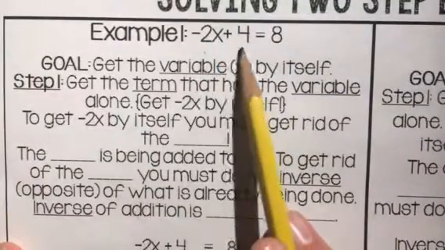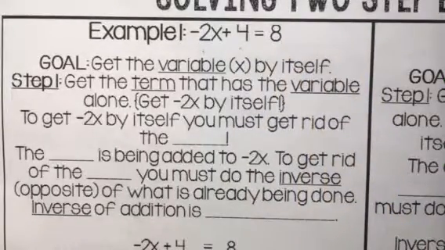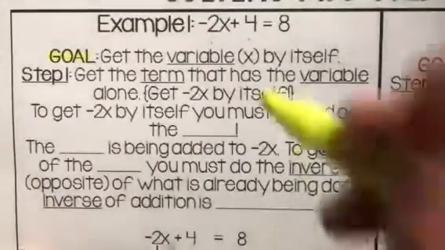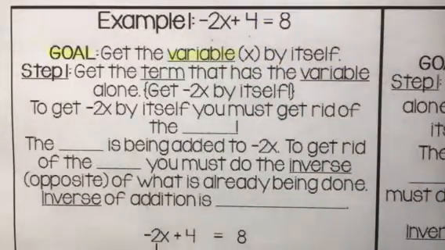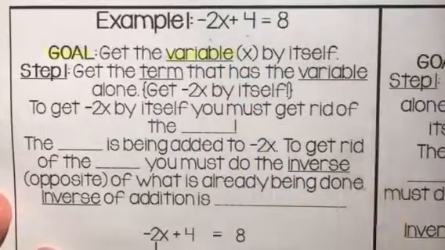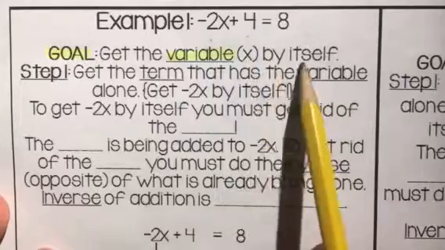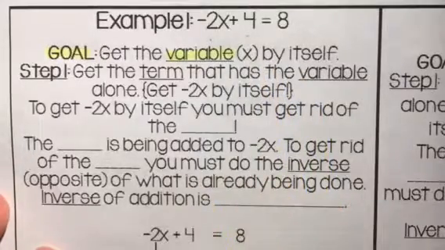negative 2x plus 4 equals 8. Now, the goal, which I'm going to highlight, is to get the variable, which is usually represented by a letter. The variable is the unknown. That's the number we don't know. The goal is to get the variable x by itself. In this equation, it would be x.